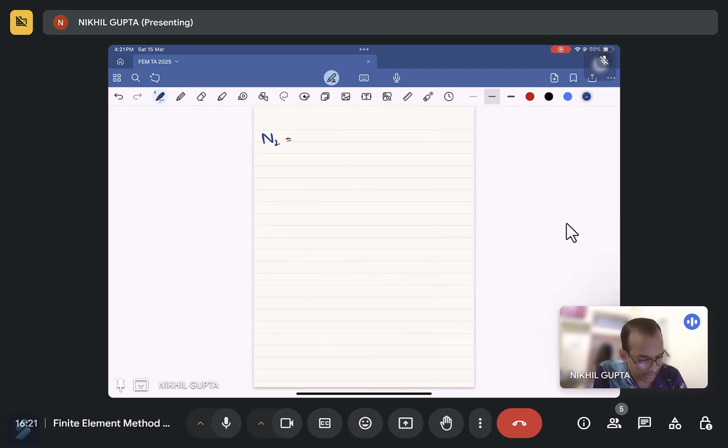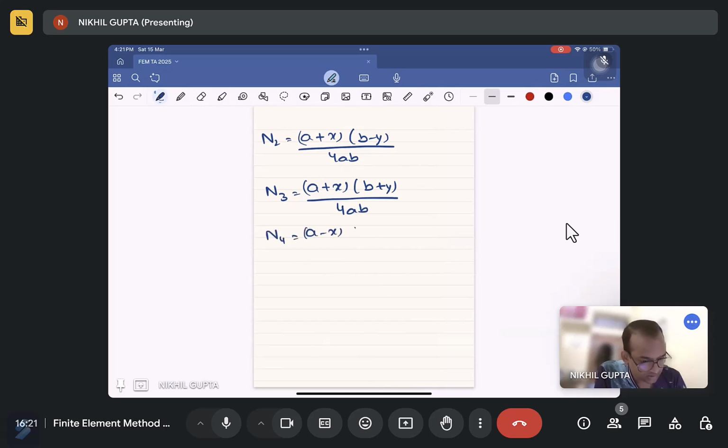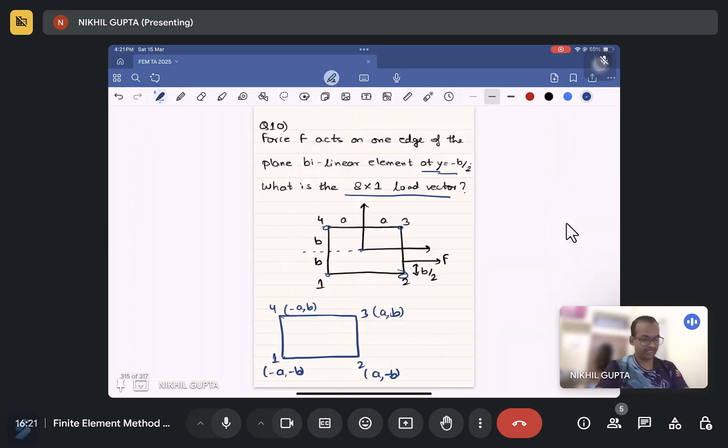I'll directly write the values. This is (a plus x)(b minus y) upon 4ab. N3 will be (a plus x)(b plus y) upon 4ab, and N4 will be (a minus x)(b plus y) upon 4ab. So these are the shape functions for this Lagrangian element, the 4 node element.